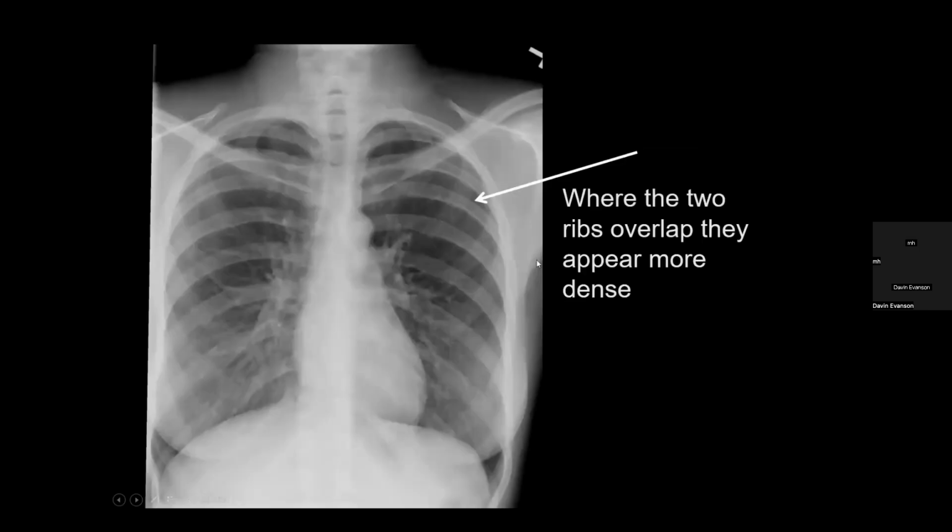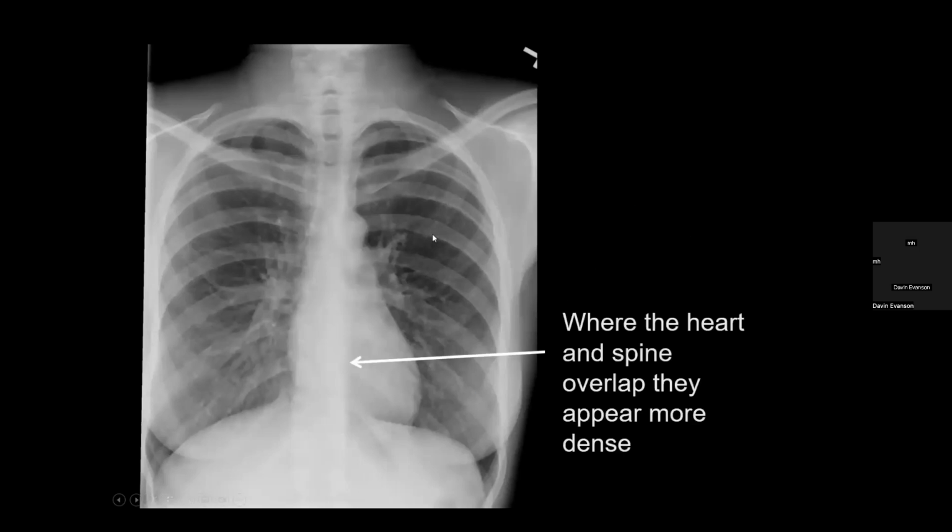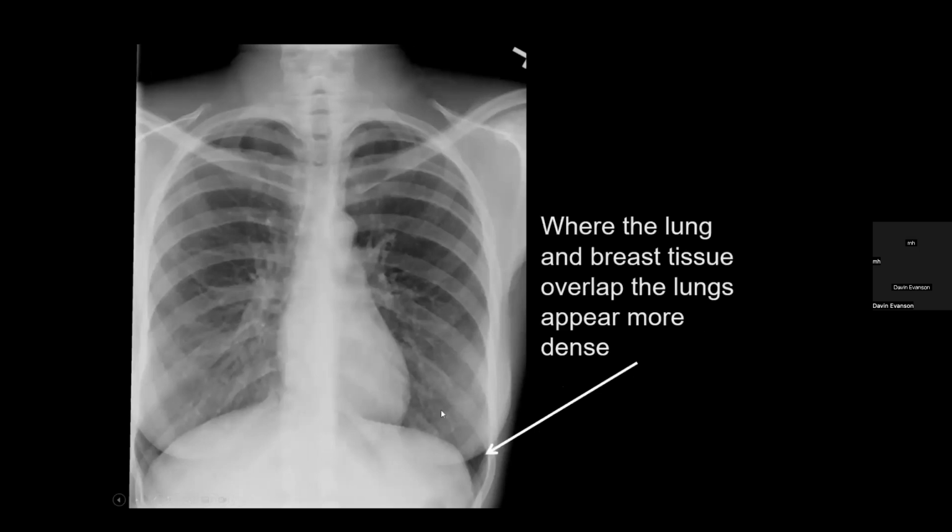Overlapping structures can make things more dense. Here you've got crossing ribs. You get different shadows with spinal lines, muscles. You can see here at the costophrenic sulcus, there's no breast shadow, so there's less stuff, and it will be darker.